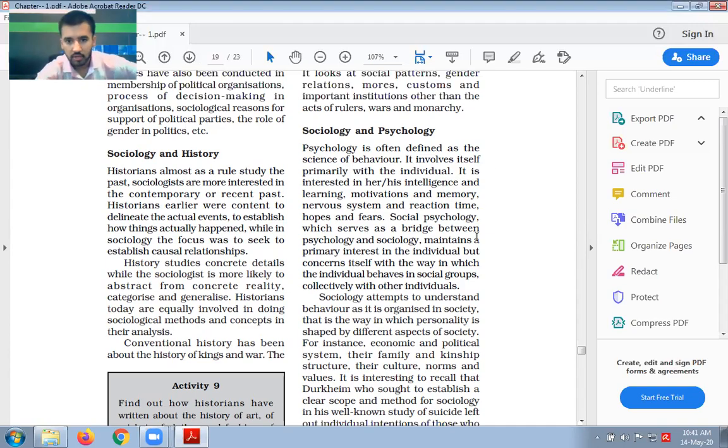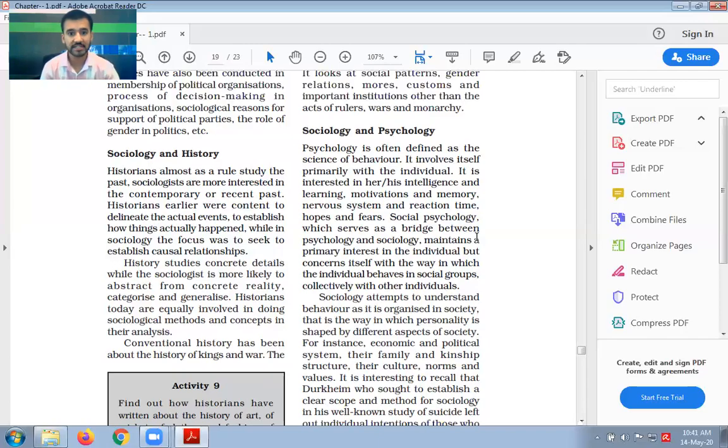Okay, sociology which serves as a bridge between psychology and social psychology. So I told you that when we study political science, or when we study politics in sociology, that becomes political sociology. But when we study sociology in psychology, or when we study sociology with the help of psychology, then it becomes social psychology. So you have to remember these terms. Terminology is very important, right?